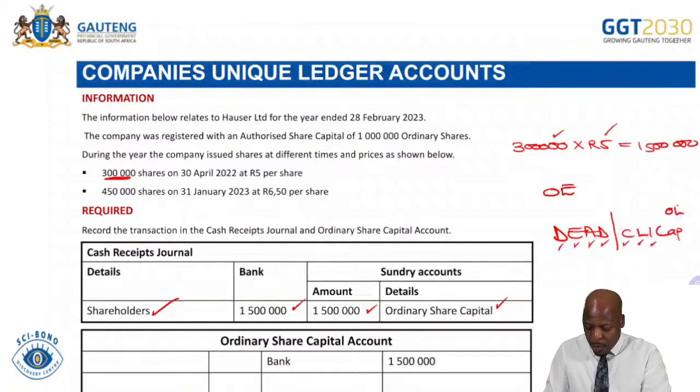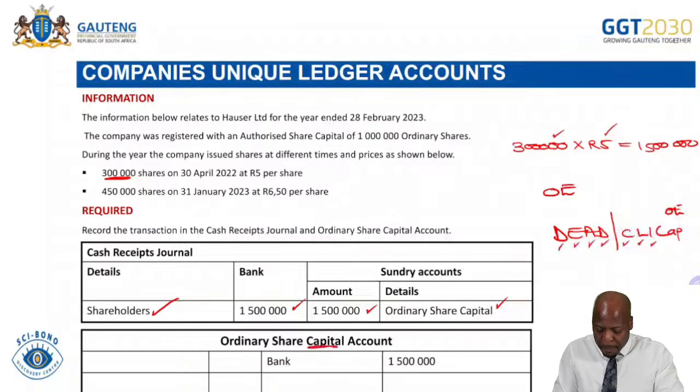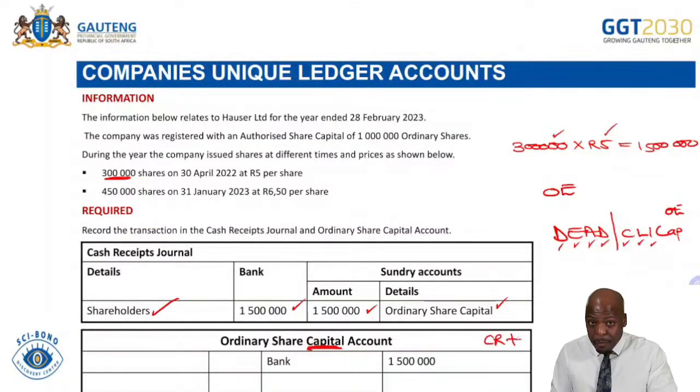We're talking owner's equity here. So once you see the word capital, that means this account increases on the credit side. When we issue shares, we are receiving capital, so our ordinary share capital account will increase in this case. Then we'll say bank, and we have our 1.5 million. We then go to the bank account and we debit it with the ordinary share capital 1.5 million as well.